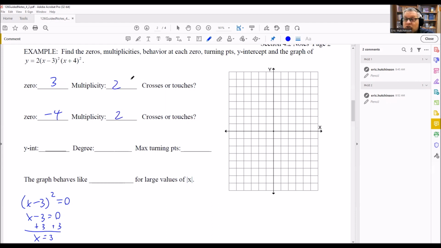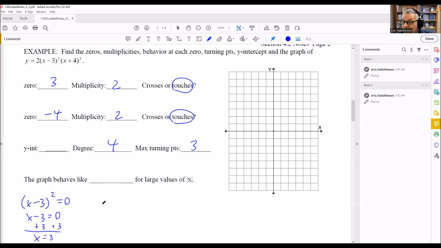Whether it crosses or touches is determined by whether the multiplicity is even or odd. If it's an even multiplicity, it's going to touch like we have here. If it was an odd multiplicity, it would cross. So in this case, it would touch at both of these zeros. Now the degree you can get by adding up the multiplicities. So 2 plus 2 is going to be 4. The max number of turning points is always going to be 1 less than your degree, so that's going to be 3.